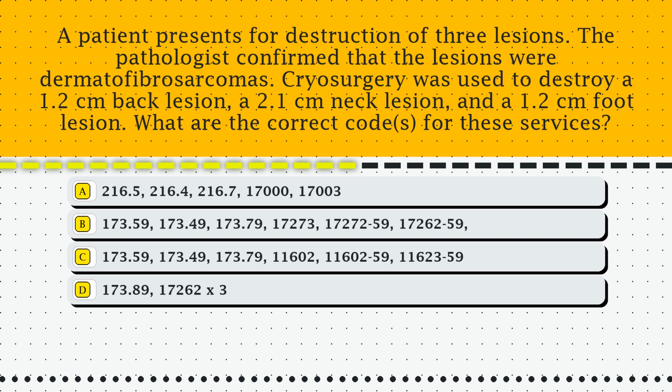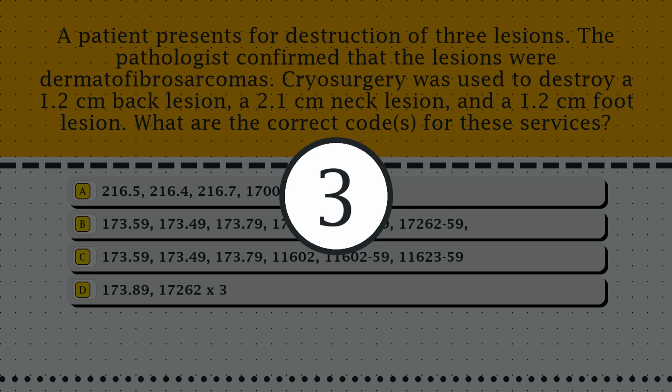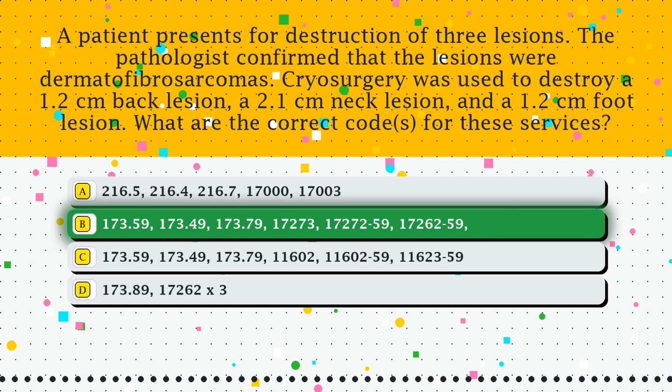Option B, 173.59, 173.49, 173.79, 17273, 17272-59, 17262-59. Option C, 173.59, 173.49, 173.79, 11602, 11602-59, 11623-59. Option D, 173.89, 17262 x3. The correct answer is option B.